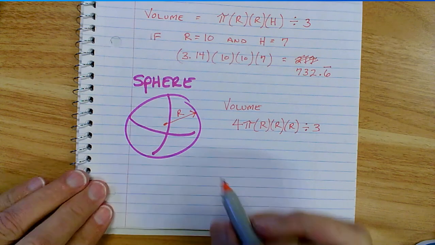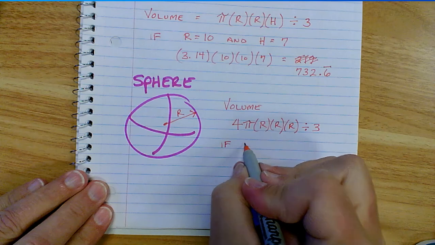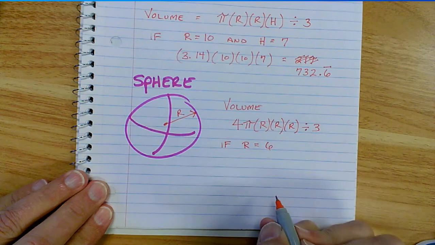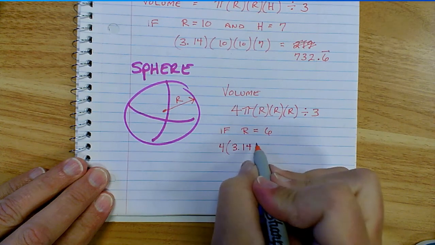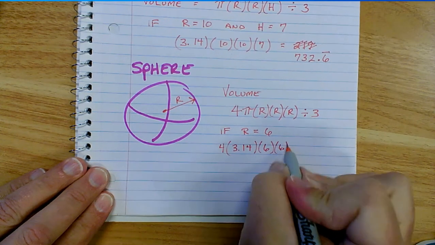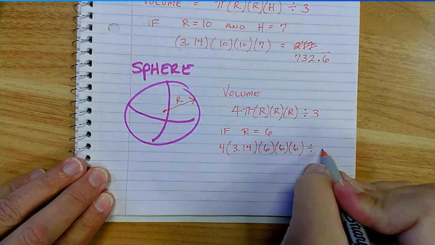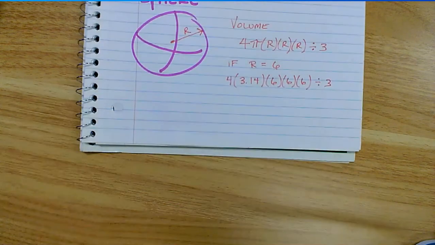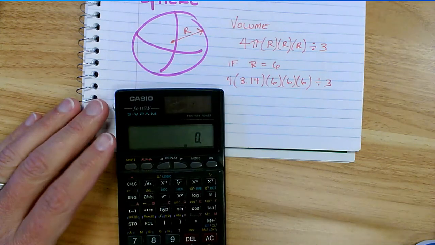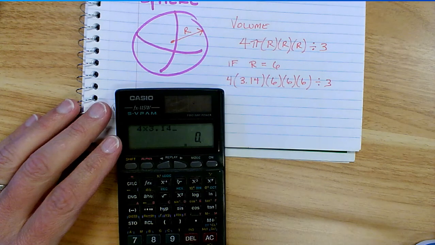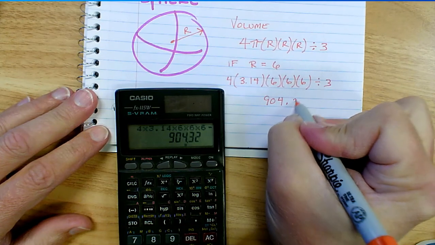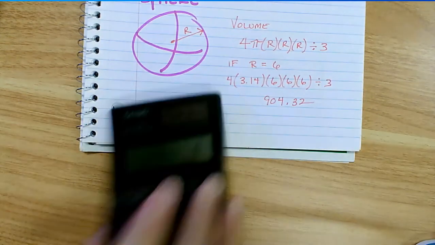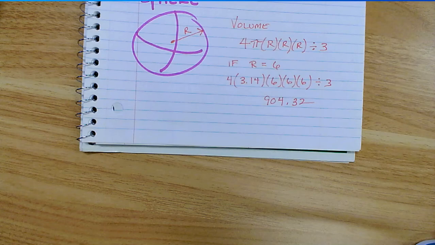So if I have a sphere, if the radius is 6, the volume would be, ready? 4, 3.14, 6, 6, 6, divided by 3, and I can do that all at once in a calculator. 4 times 3.14 times 6 times 6 times 6 divided by 3, and that gives me 904.32. And I already gave you the magic word at the very beginning, so this is done.